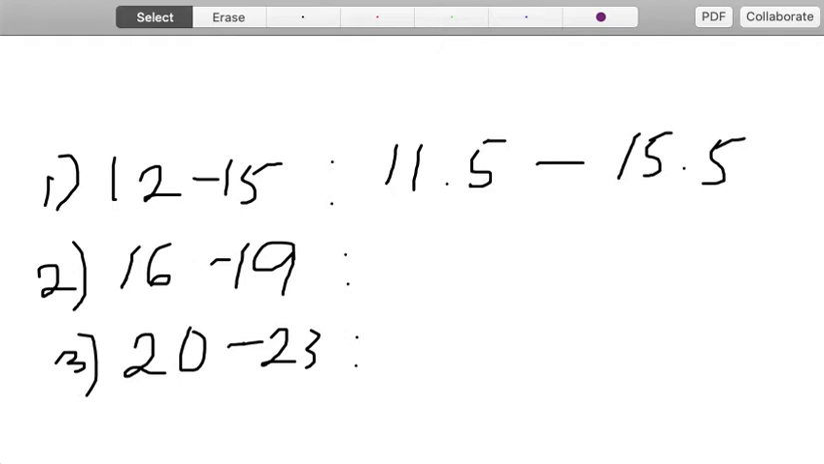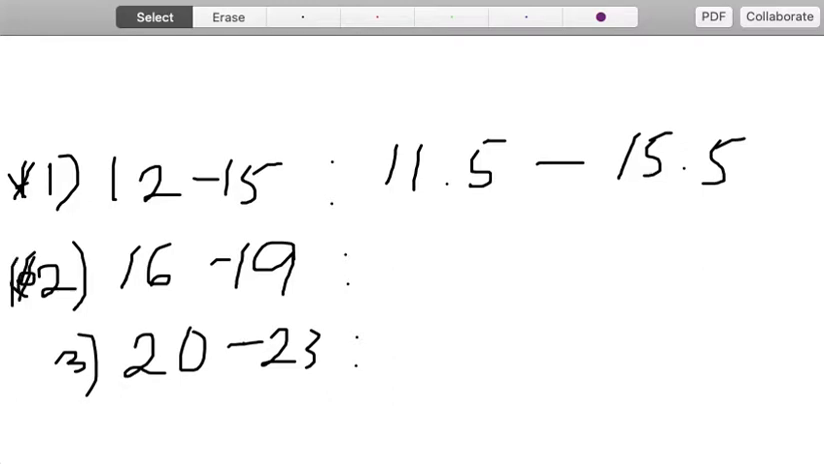Okay, so our next step is to determine the class boundaries of our second class interval. Our second class interval is 16 to 19. What we will do is get the value halfway between the upper and the lower class limit of adjoining classes. The adjoining classes that we have will be class interval 1 and class interval 2 that we have here.